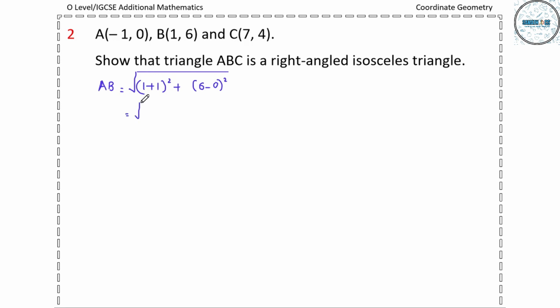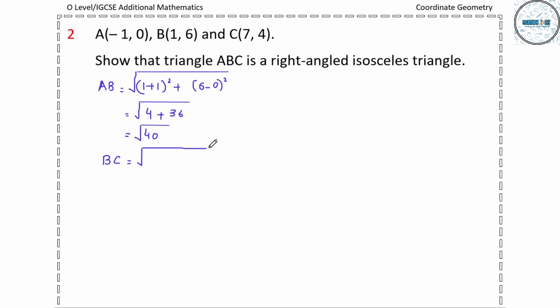1 plus 1 is 2 and 2 square is 4. 6 minus 0 is 6, so 6 square is 36. So we have here under root 40.